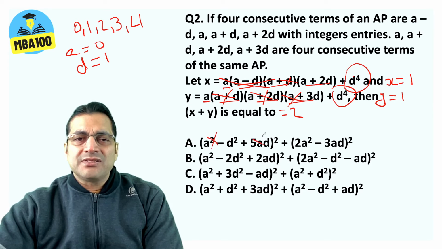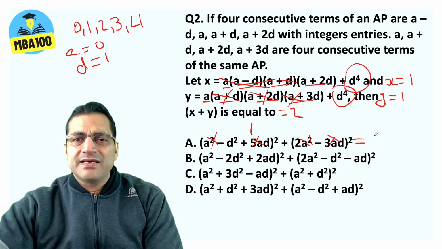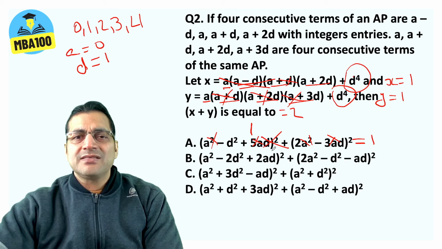Now look, this is 0, this is 0, this is minus 1 square, this becomes 1. And here, this is 0, this is 0. So this entire thing is 1 and hence it cannot be my answer.